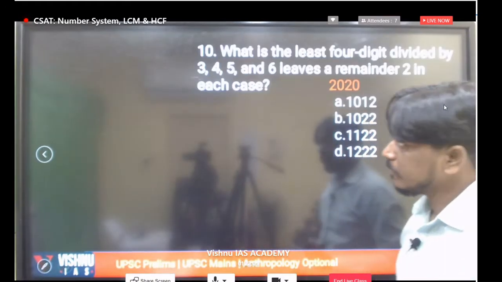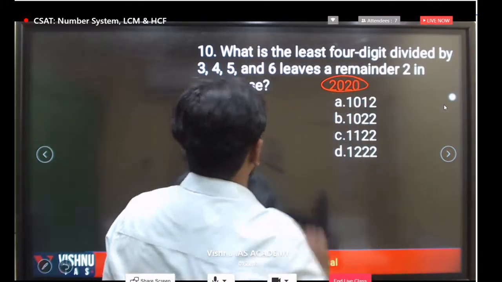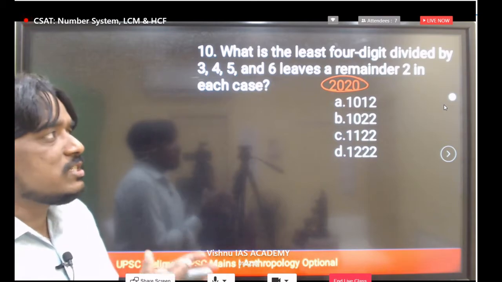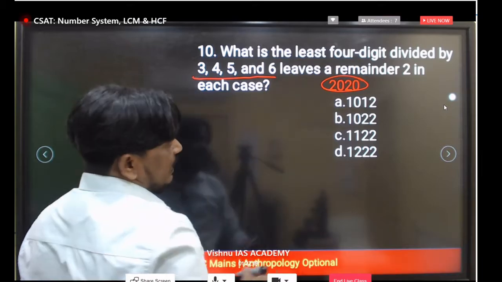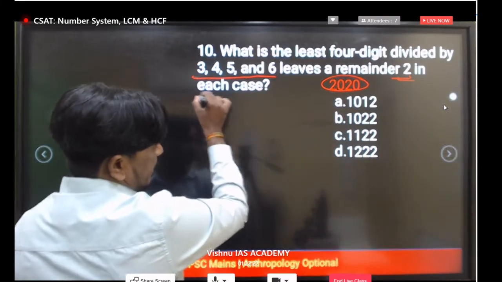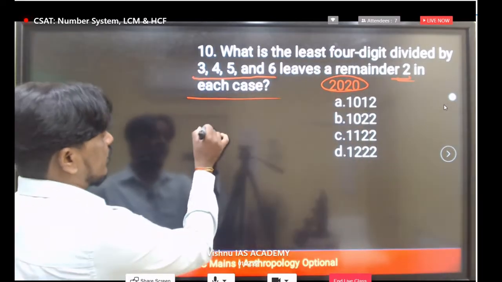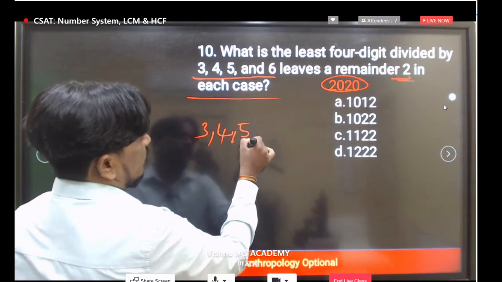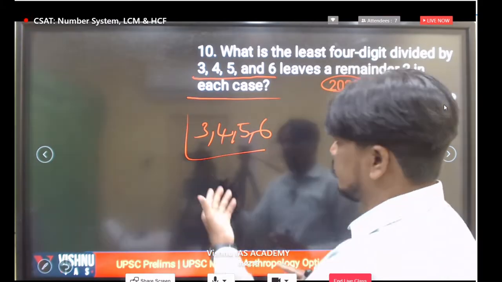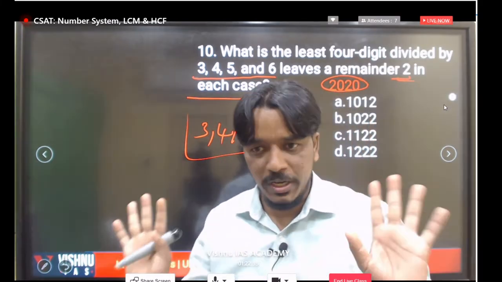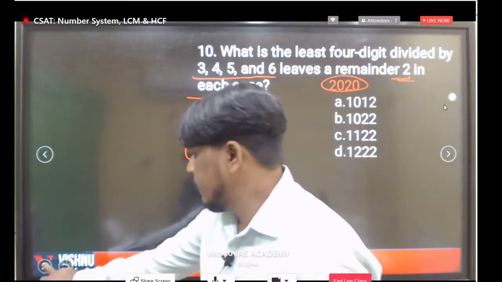We'll see one question here. Clear? Try to answer this question, very simple. It's a 2020 previous year question. What is the least 4 digit number which, when divided by 3, 4, 5, 6, leaves a remainder 2 in each case? Here we have to apply LCM. You have to find the LCM for 3, 4, 5 and 6. It's very simple. Even with a basic division method you will get the answer, because we don't get difficult questions in the UPSC. Only very simple concept oriented questions. Everyone try to answer this.